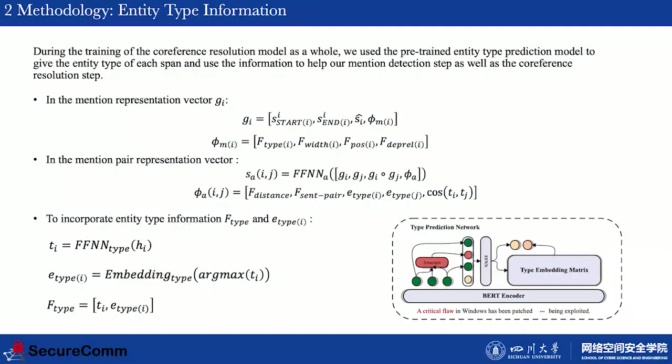During the training of the coreference resolution model as a whole, we used the pre-trained entity type prediction model to give the entity type of each span and use the information to help our mention detection as well as the coreference resolution. In detail, we use a feed-forward neural network to score the likelihoods of different types. And for the type given the highest probability, we give it an embedding.